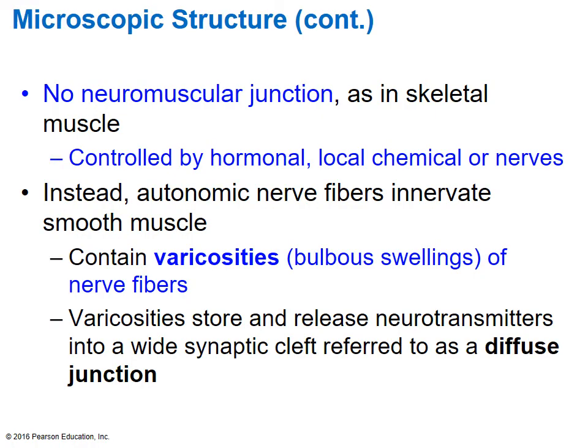I should also mention that when it comes to smooth muscle, it does not rely solely on nerve innervation, which we saw in skeletal muscle, so it will not have a neuromuscular junction. Instead, we see that smooth muscle can be activated by anything from a hormone to a neurotransmitter to some local chemicals. And yes, they can also be activated by nerve innervation, but that is not their only option.